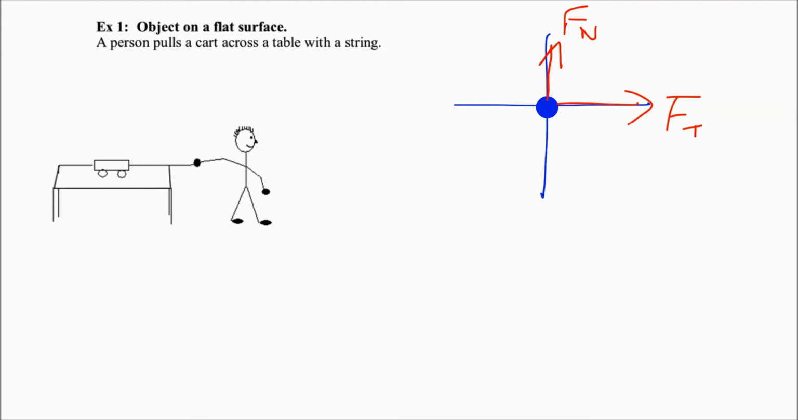And then there's nothing else touching the cart. Now, another contact force that we could have would be friction. And friction would oppose the motion. And friction comes from the fact that the cart is touching the surface there. It comes from the normal force. But since they didn't mention anything about that, we're not going to include it.